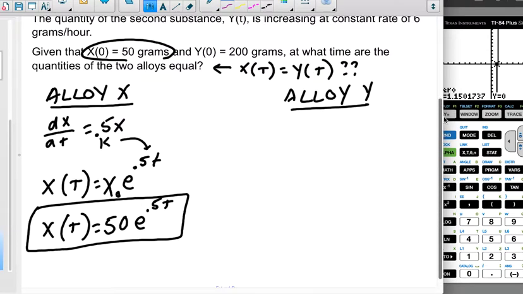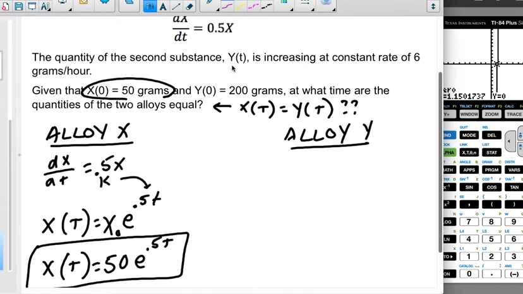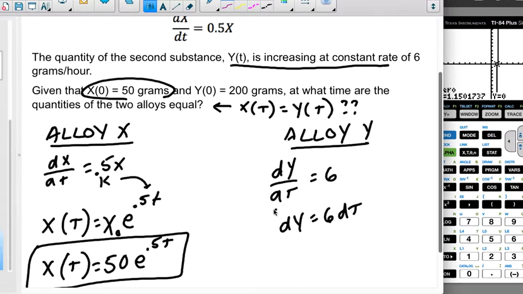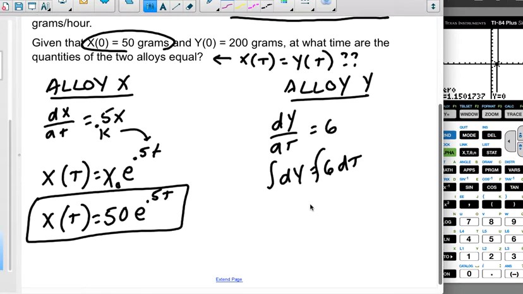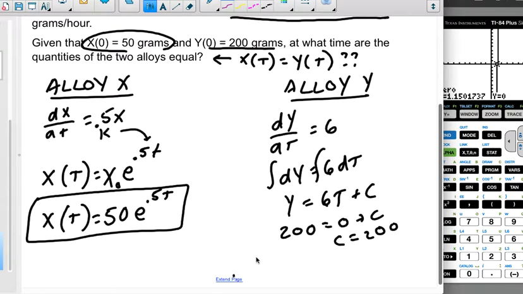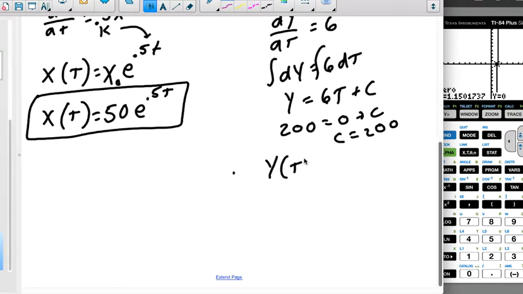For y of t, I know that the rate of change of y is a constant 6 grams per hour. So dy/dt is a constant 6, which means dy equals 6 dt. When I do the antiderivative of both sides, I get y equals 6t plus some constant c, and I'm going to use y of 0 is 200 to find c. So c is also 200. That means my y of t, the second alloy that Tony Stark is using, is 6t plus 200. So these are my two equations.